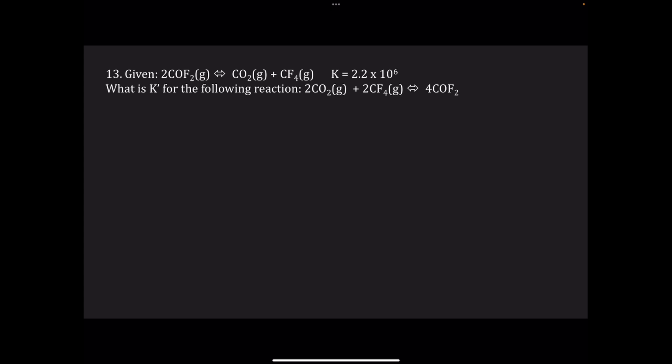So looking at problem 13 here, we've got this reaction where we've got 2 COF2 producing carbon dioxide and carbon tetrafluoride. And we're given K for that reaction. K is 2.2 times 10 to the 6th. We're then asked for K for the following reaction. I've got 2 CO2 producing 2 CF2 and 4 COF2. So we're asked for K for that reaction. So what we're going to do is compare the reactions to see how they are related.